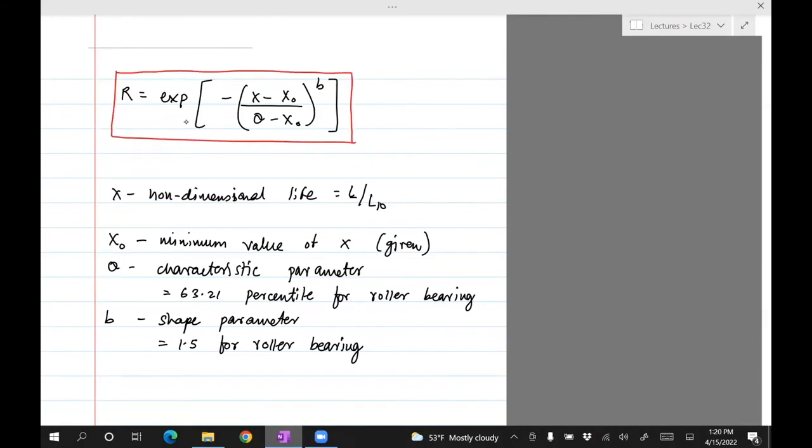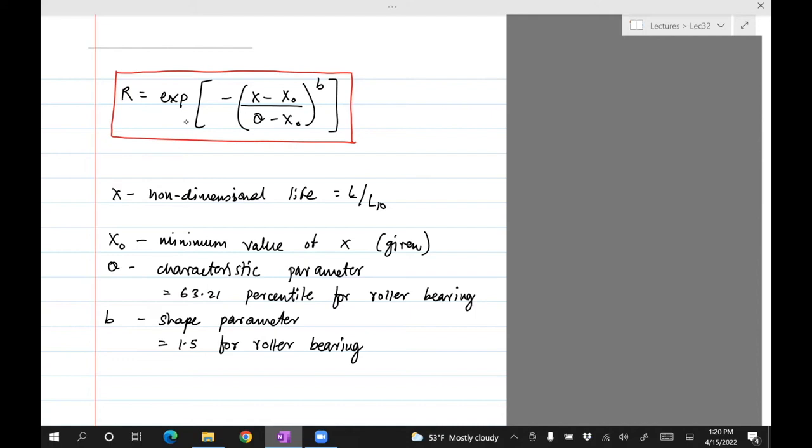Okay, so basically you are given the values for these constants. The value for these parameters depends on the shape of the Weibull distribution, and there are many types of Weibull distributions. You can read about it in Wikipedia. Okay, so why are we doing Weibull distribution?